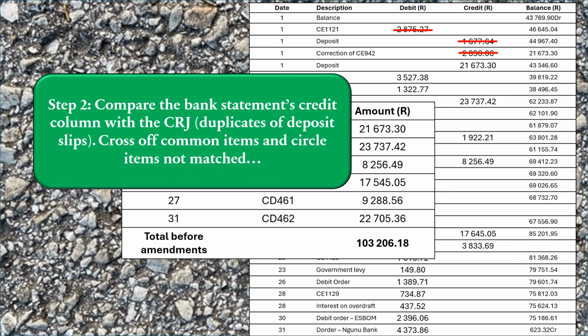Right, step 2. Compare the bank statement's credit column with the cash receipts journal, duplicates of deposit slips. Cross off the common items and circle items not matched.